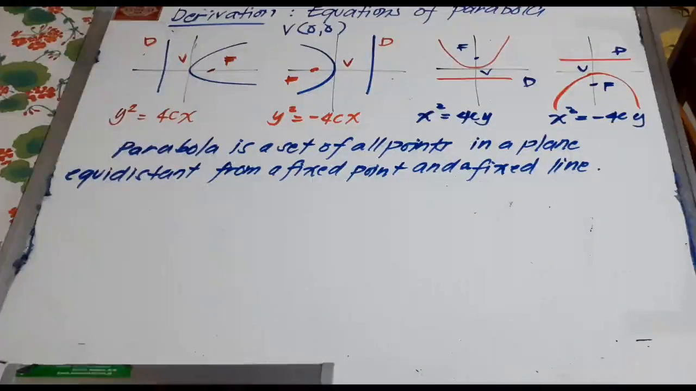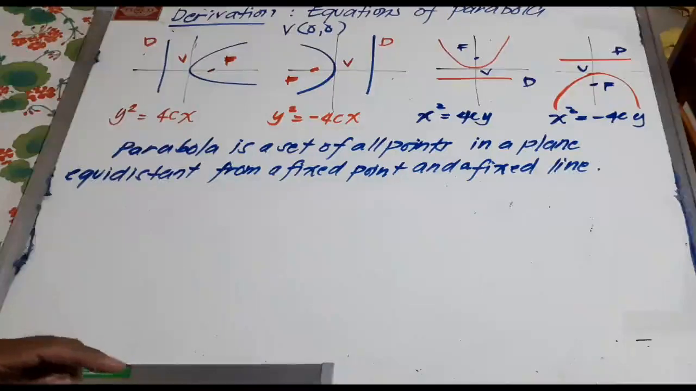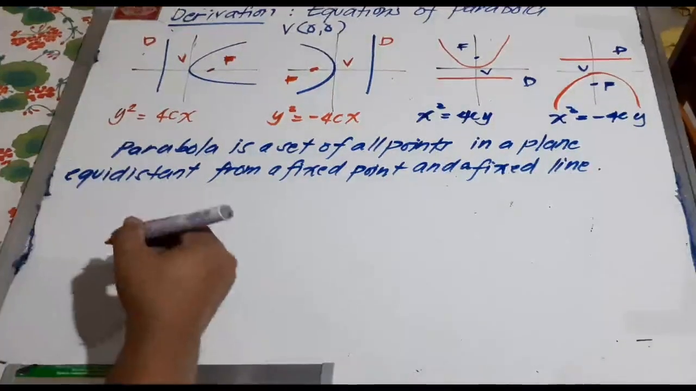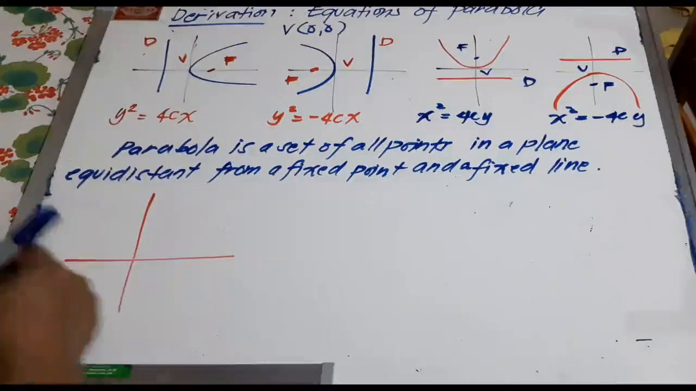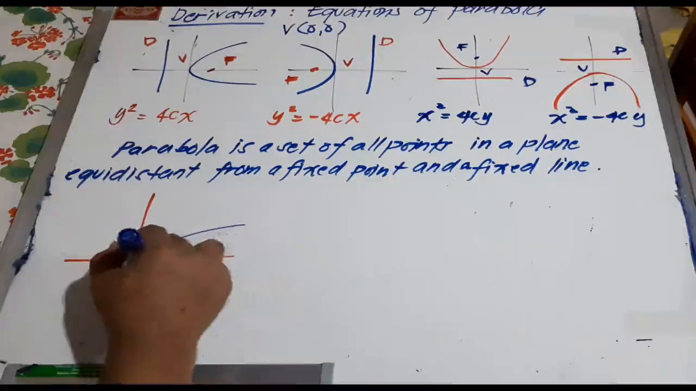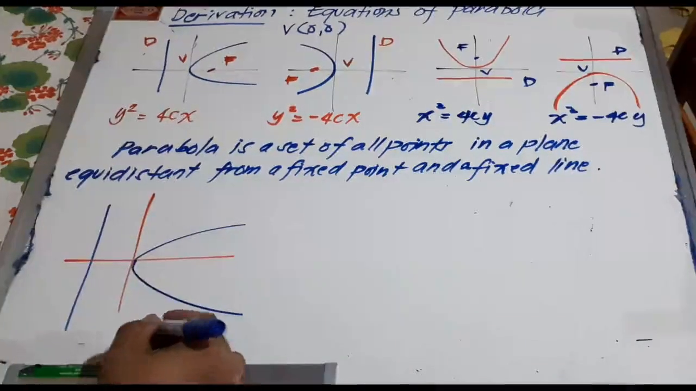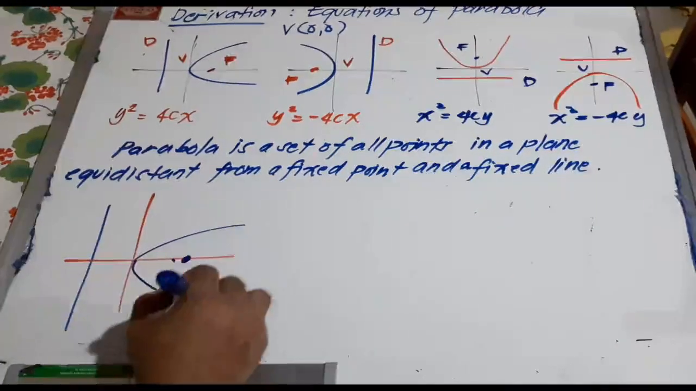Okay? Now, how are we going to do that? So, let me use the first graph of the parabola in deriving the equation of the parabola. Okay? So we have here an xy plane, and the curve opens to the right, and the vertex is located at the origin of the xy plane. Okay? And we have here the directrix. Okay. So this is the focus.